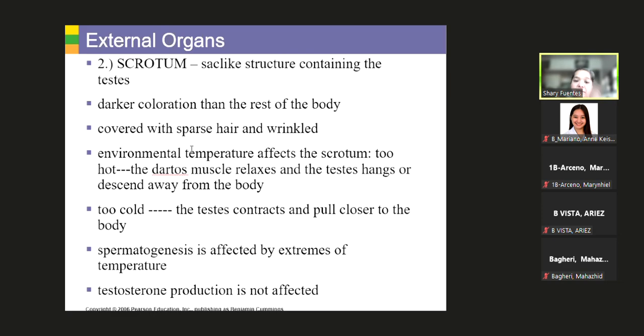The scrotum has a darker color than the rest of the body, wrinkled, as mentioned. Meron siyang konting hair. Okay? The dartos muscle relaxes when it's warm, and when it's too cold, it will pull the testes closer to the body. Spermatogenesis is affected by extremes of temperature. Okay? But the testosterone production is not affected. Only the sperm production of the testis is affected when you talk about extremes of temperature. Okay? So, the sperm is kawawa.